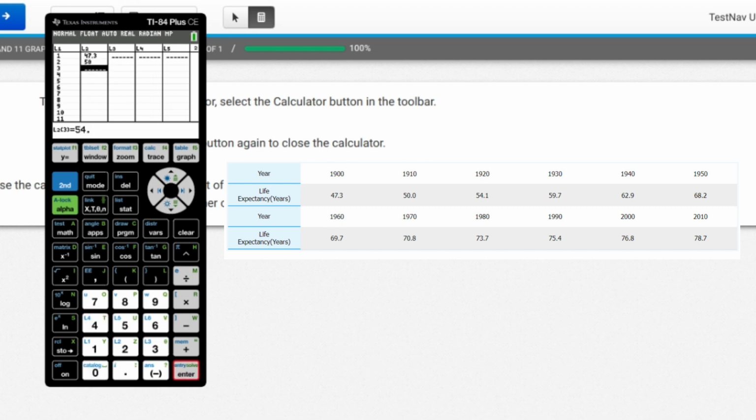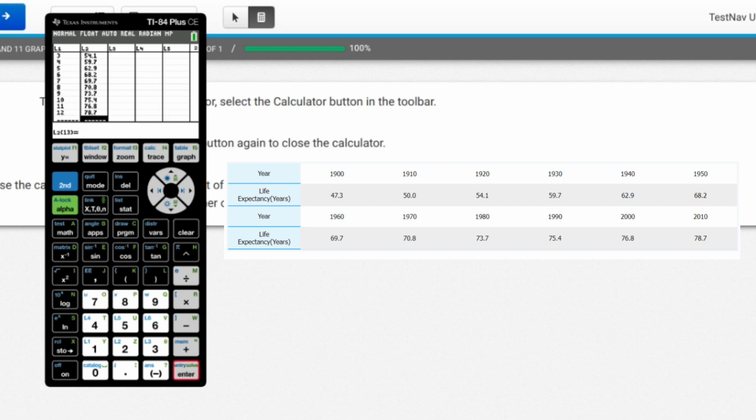Then 54.1, 59.7. We're trending in the right direction. 62.9, 68.2. Where are we? We're halfway through. 69.7. Any typos? Yep. Yet? I mean, nope. I meant to say yep. All right, and we're moving. Oh, almost blew it at the very end there, 78.7.